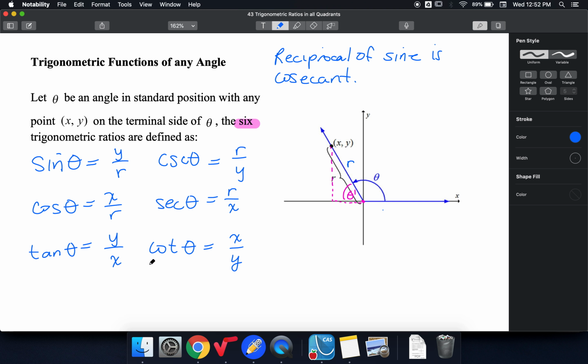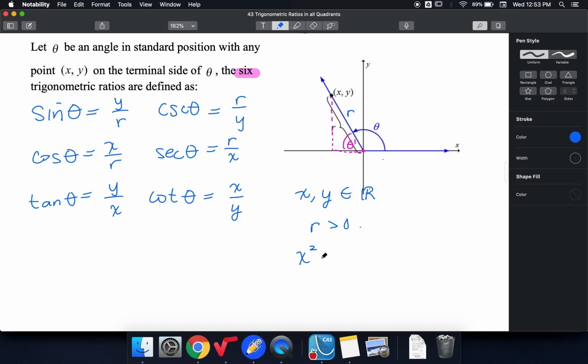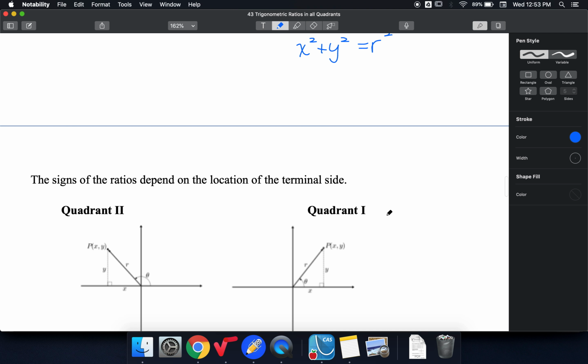X and y can be 0, positive, or negative. X and y are elements of the real numbers, so they could be 0, positive, or negative. R, though, is defined as the hypotenuse or the radius, and r is always greater than 0. I can also rewrite r using the Pythagorean theorem: x squared plus y squared is r squared. All right, let's put that into action.